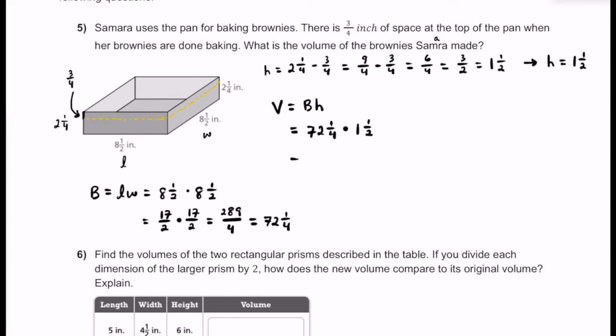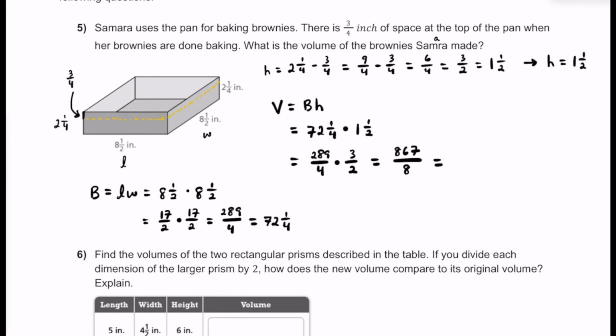Okay, so 72 1/4. What is this as an improper fraction? We'll just go backwards here and take this 289 over 4. And then if we go ahead and write this 1.5 as an improper fraction, that's going to be 3 over 2. Okay, now let's go ahead and just multiply the numerators together and the denominators. For the denominators, 2 times 4 is going to be 8. For the numerator, though, we have 289 multiplied by 3, and that's going to be 867.